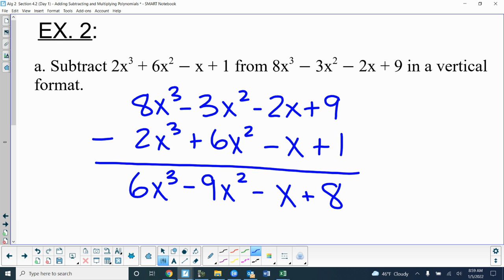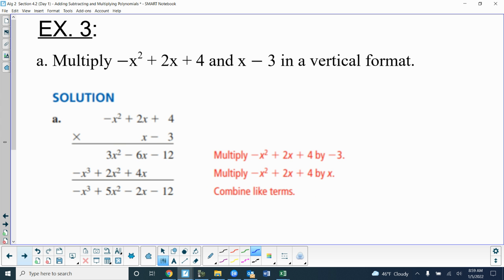We good on addition, subtraction? Simple, right? All right, multiplication. Sometimes you do it vertically. You probably have never done it vertically, okay? All right, taking the smaller one underneath the large one. So it's saying multiply all of that by -3. So I'm taking -3 times -x squared to get the positive 3x squared.